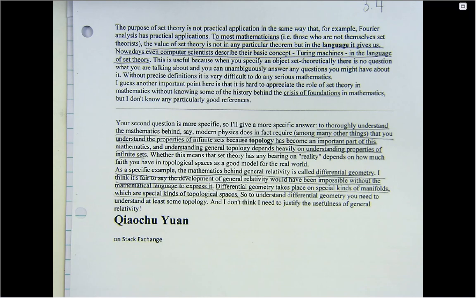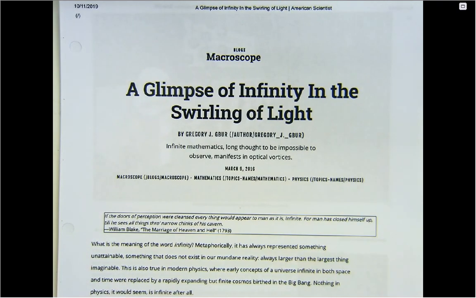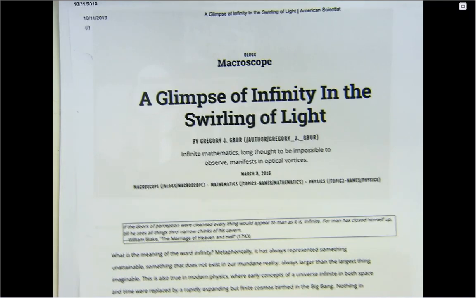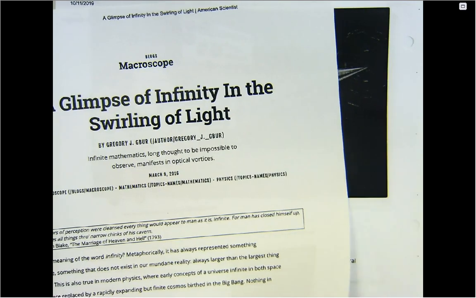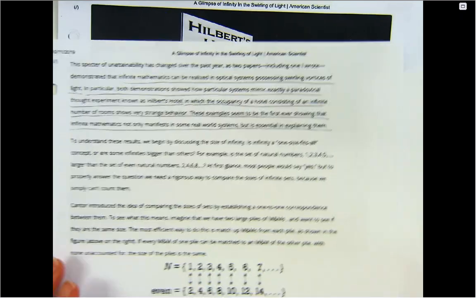I have another article I thought was very interesting because it uses an area of set theory we looked at in one of your Wiley Plus problems. This article is called A Glimpse of Infinity in the Swirling of Light, and you can access this online. And it's very easy to read, very accessible, not too hard. So where's the part that I wanted to show you in here? There we go.